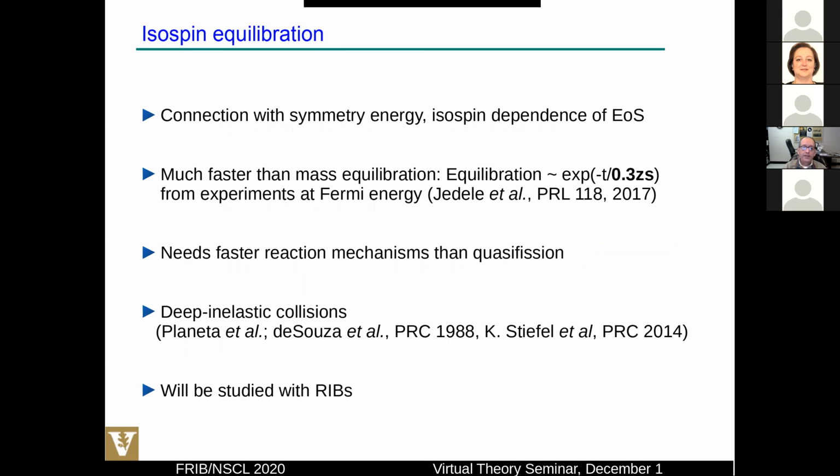Deep inelastic reactions, of course, we know that these are intimately related with the symmetry energy and isospin dependence of the equation of state, and usually we have much faster equilibration times for these. There was an experiment a couple of years ago by the Texas A&M group at higher energy, at 35 MeV Fermi energies, which established about a 0.3 zeptosecond equilibration time. So we need a faster reaction mechanism than quasi-fission for this, of course, and the right avenue for that is the deep inelastic collisions to look at.